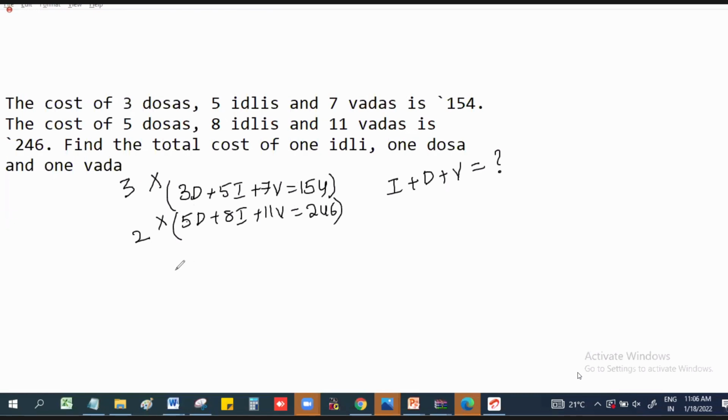So our new equations will become 9d plus 15i plus 21v equals 154 into 3. Here also you have to do calculations quickly. 150 into 3 is 450, 4 3s are 12, so this is 462. You have to do that with your brain.